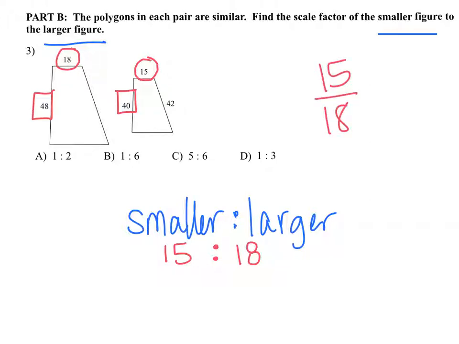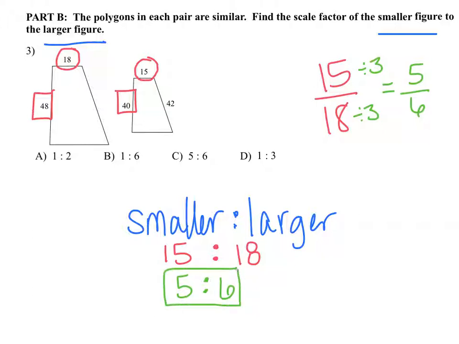So you want to simplify it. Okay, so we will simplify it, divide by 3, and that gives us 5 over 6. So this is really 5 to 6. So the scale factor of the smaller figure to the larger figure would be 5 to 6. And that's it. You just have to know which sides are corresponding and then go ahead and write it like we did here.